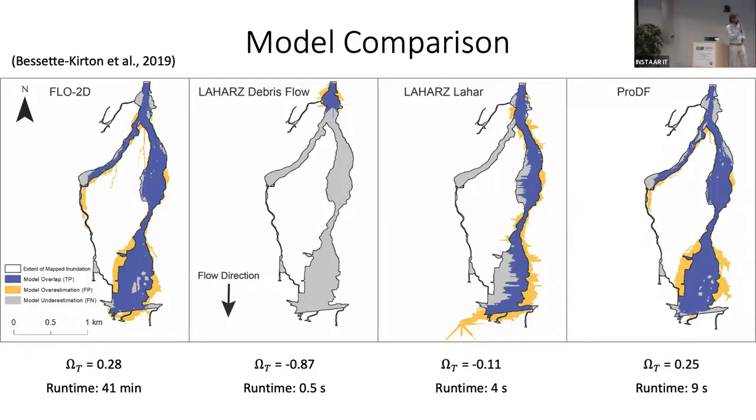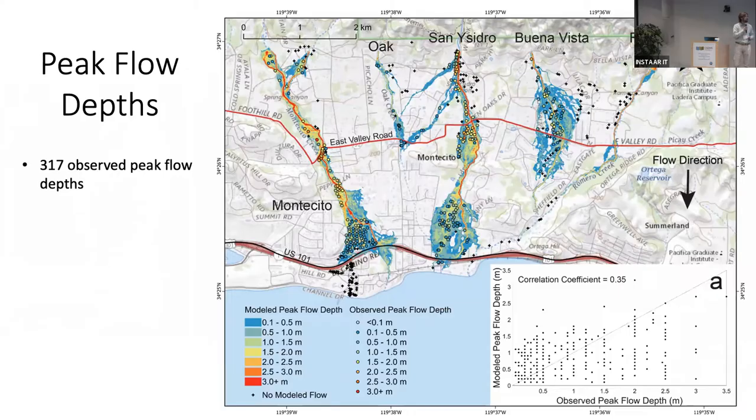When we look at ProDF, however, using the same input topography and the same starting point, we see that the best fit similarity index is about 0.25. However, note that the runtime is now on the scale of seconds instead of minutes or hours. Once again, very important for the purpose of rapid hazard assessment.